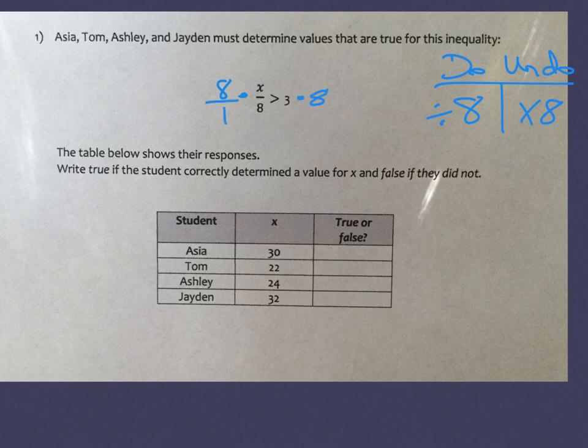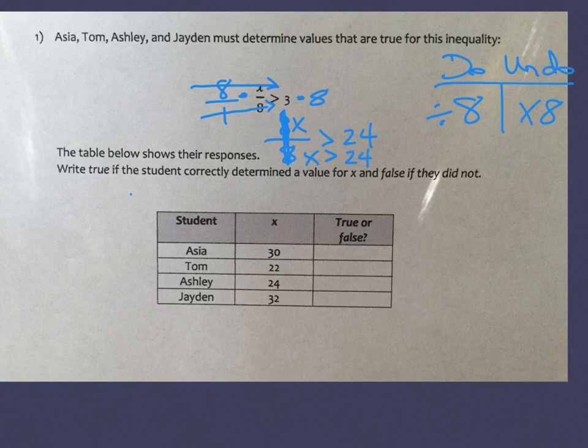8 over 1 is the number 8 written as a fraction. I can use that to help me more easily multiply the fraction of x over 8. 8 times x is 8x. 1 times 8 is 8. Is greater than 3 times 8, which is 24. I know that 8 divided by 8 is 1, leaving me with 1x. x all by itself is greater than 24.